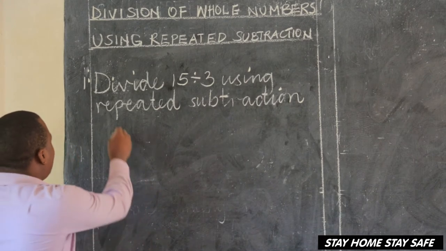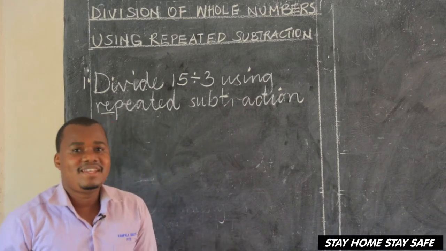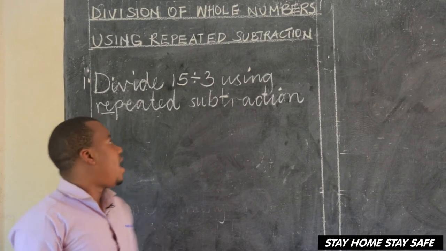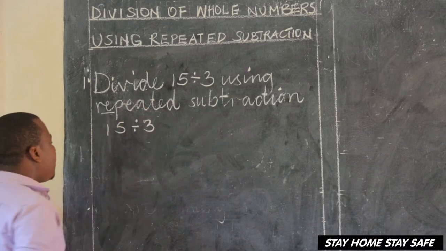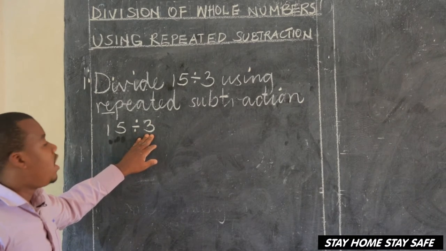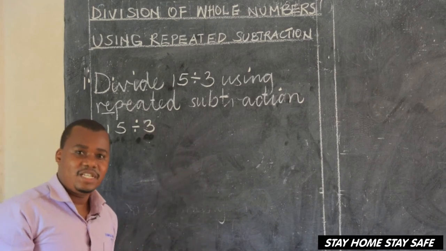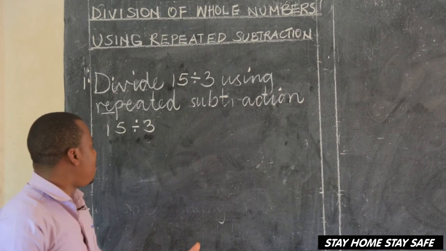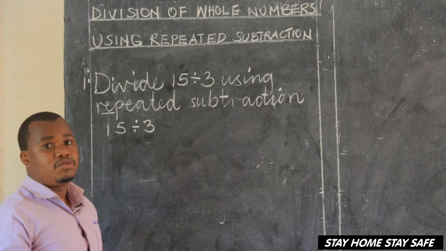Now, as you hear this word, repeated subtraction, we subtract repeatedly up to where? Up to when we get 0. And how do we subtract? If we have 15 divided by 3, this is the dividend and this is the divisor. So we subtract the divisor from the dividend until we get 0. So we keep subtracting the divisor from the dividend as we count the number of times we have subtracted.